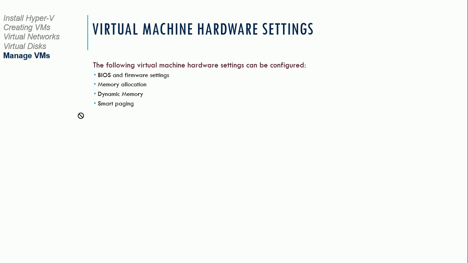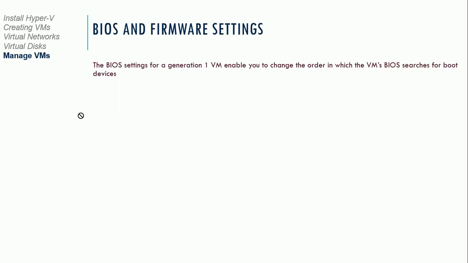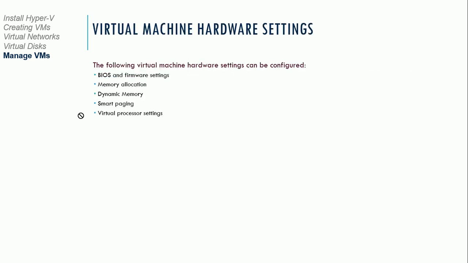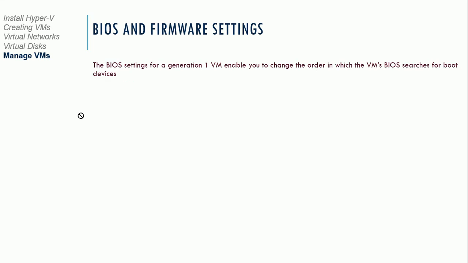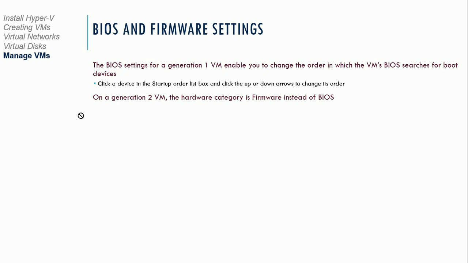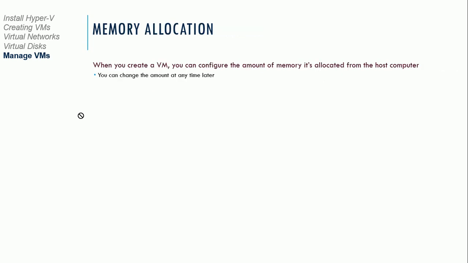You could use smart paging, which again you can configure from the hardware settings, and virtual processor settings. In other words, how many cores each machine is being assigned, and things like that. You can set the affinity for your virtual machines to the processor. With the BIOS settings, with a Generation 1 VM, you can change the order in which the VM's BIOS searches for a boot device, just like you could on a physical machine. On Generation 2, the category is firmware instead of BIOS. It does support UEFI, so again, you can use that to select the boot order.